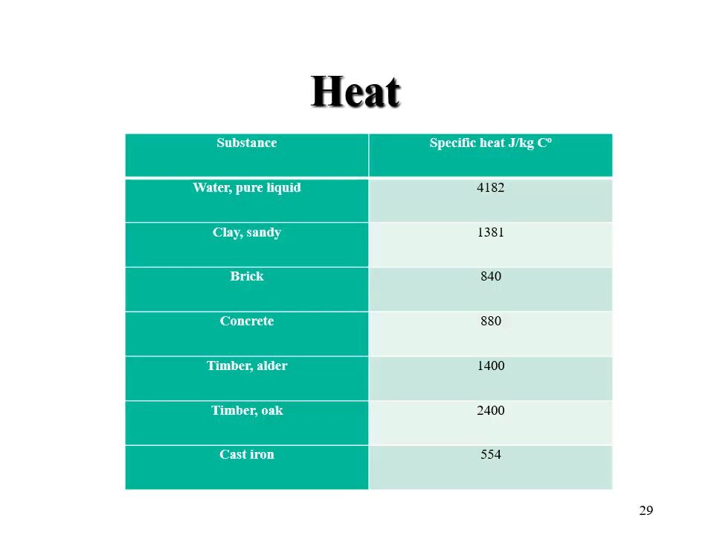So if you're to take cast iron, its specific heat is 554 compared to oak, which is 2400. Alder, so different woods will actually have different specific heat. And here you can compare that to concrete and brick. These are the two examples that I gave. And then water, you can see its specific heat is very, very high.